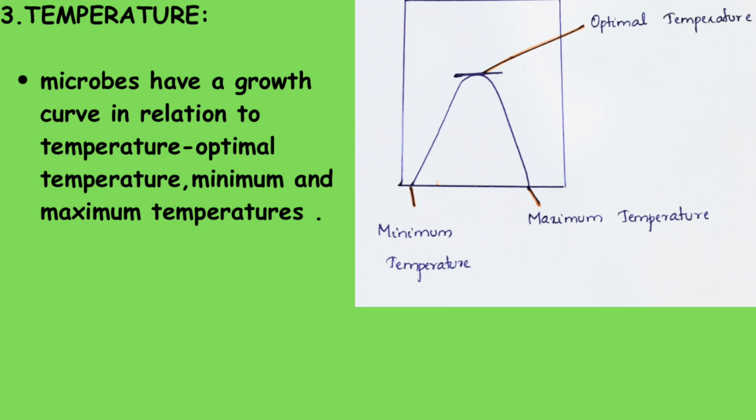So the microbes have a growth curve related to temperature. You can see that growth curve. There is an optimal temperature where the growth rate peaks. You can see there the growth rate increases. Then there are minimum and maximum temperatures. At these temperatures the growth will continue, but it does not happen as much as at the optimal temperature, right? And for a bacterium, the growth range is usually around 30 degrees.